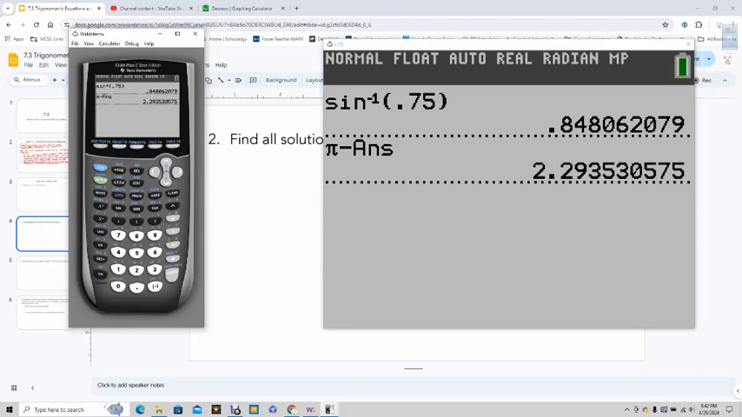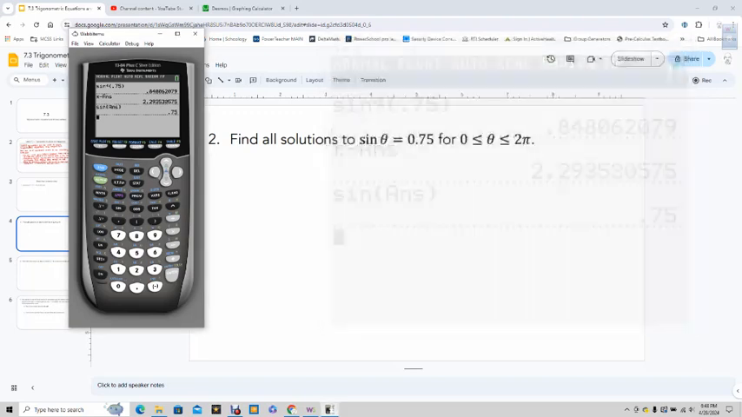Now, if we wanted to check it, watch this. Sine of, once again, my previous answer, and that means I'm putting this number in now, enter, and it's going to give me 0.75. So this angle or this angle in radians will give me a sine value of positive 0.75. And that's what we're looking for.